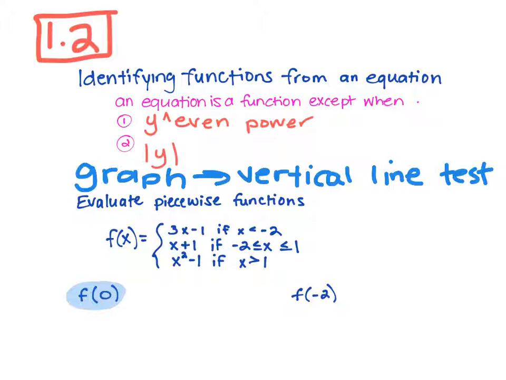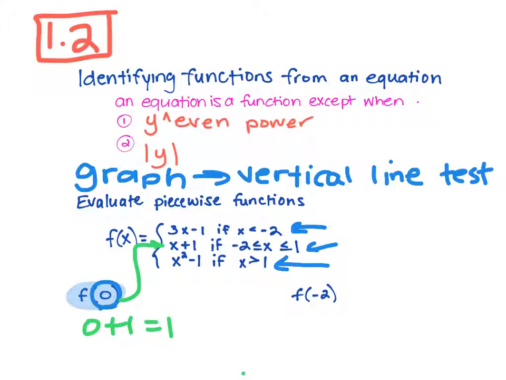So for these, we want to figure out which of the three ranges this point lies in. So my ranges on this one are x is less than -2, x is in between -2 and 1, or x is greater than 1. So where does 0 fall? The second one, so that means I take the 0 and I plug it in there, and I get 1.